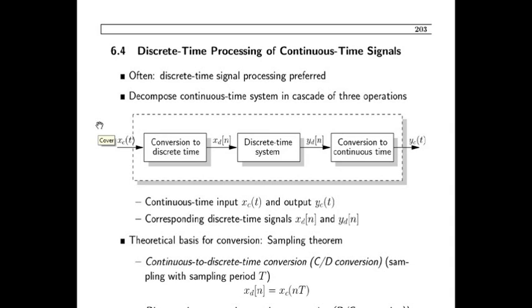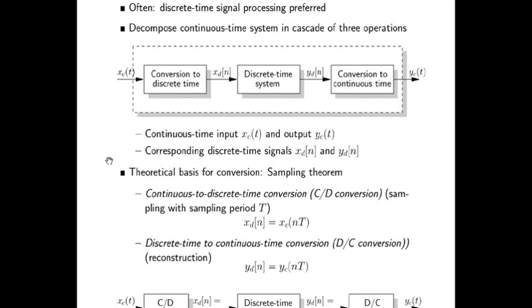So we'll decompose the continuous time system into a cascade of 3 operations. First of all is x_c(t), which is a continuous time signal, and we convert it to discrete time, which will be x_d[n]. Then it passes through a discrete time system where we process the signal, and we get our output y_d[n]. Then we again convert it to a continuous time signal, which will be y_c(t). So we have the continuous time input x_c(t) and output y_c(t), and their corresponding discrete time signals x_d[n] and y_d[n].